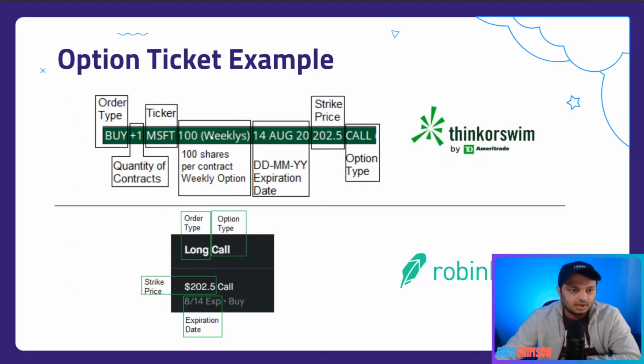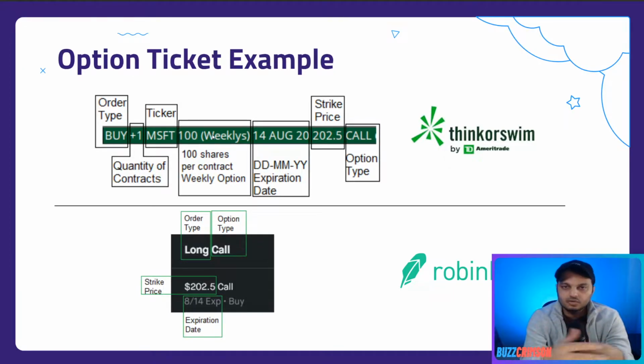Okay, so here's an option ticket example. We're going to go through all of these elements later in the video, but I want you to get familiar with how an option ticket looks. So here's 2 examples from 2 different trading platforms: Thinkorswim by TD Ameritrade at the top and Robinhood at the bottom. They're both representing the same order. Thinkorswim is a full-fledged trading platform, so they show a lot of details.